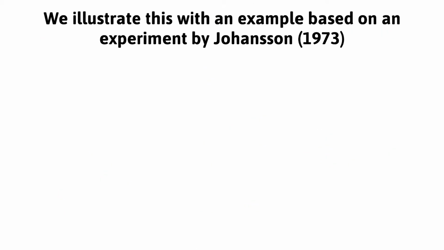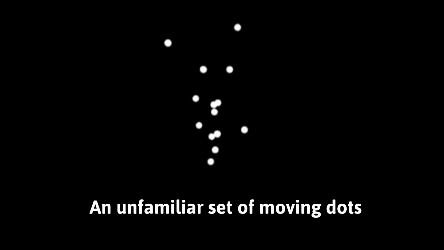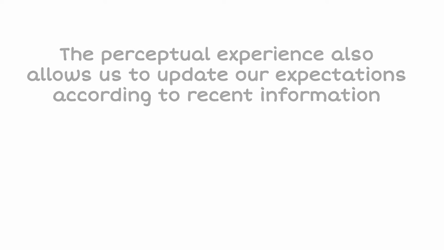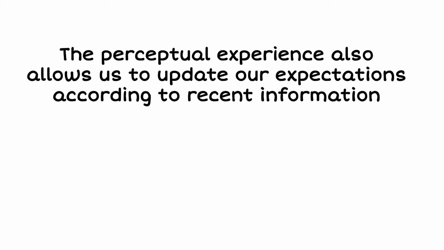We illustrate this with an example based on an experiment by Johansson. Looking at this unfamiliar stimulus, we see a set of moving dots. However, when rotated by 180 degrees to the direction we saw throughout our life, it elicits a rich percept of a moving person. The perceptual experience also allows us to update our expectations according to recent information.